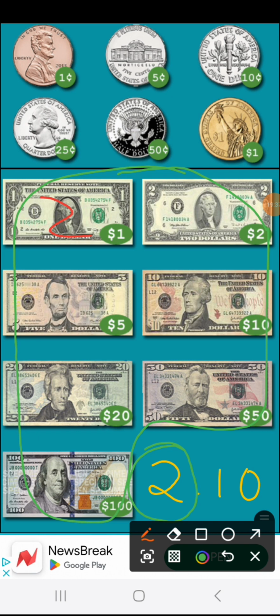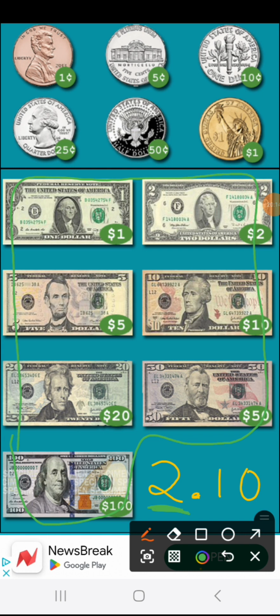You understand? Okay. So if you see this number right here in front of it, let's make a decimal spot a little bit bigger. If the number is here, if we're looking here, that means we have to go into the dollar bill world. Where's the dollar bill world? Start with the area where the dollar bill world is. Okay. Good job. So we're in the dollar bill world.